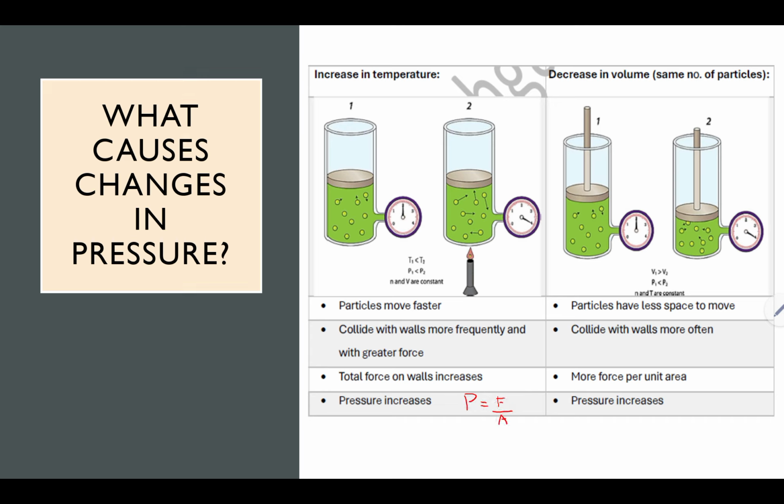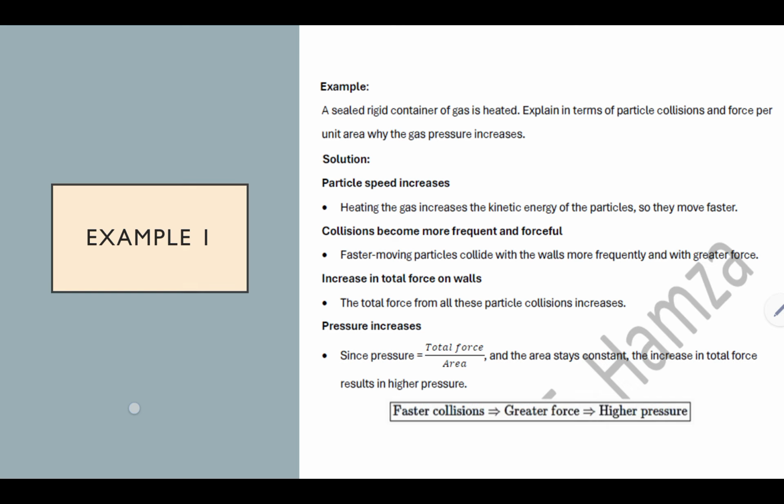If I decrease the volume, first point, particles will have less space to move, so they will collide with walls more often, more force per unit area, and since pressure is force over area, the pressure will increase.